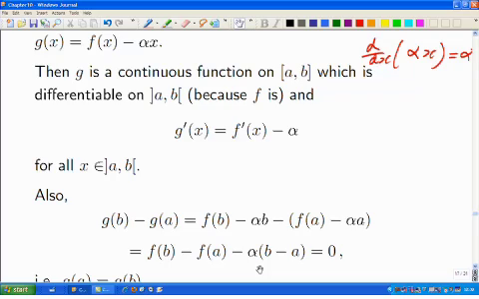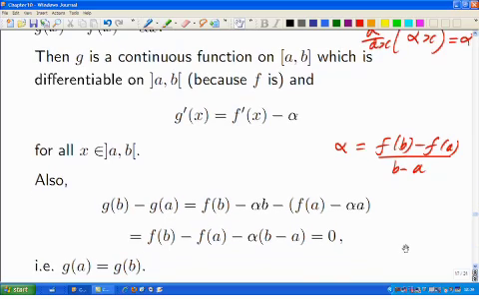Alpha is supposed to be the right gradient. Remember, alpha is the gradient of the chord. Alpha is equal to (f of b minus f of a) over (b minus a). So multiply by b minus a, and you get f of b minus f of a. So this thing is 0 here. So if g of b minus g of a is 0, then g of a is equal to g of b. So g satisfies the conditions for Rolle's theorem. It's continuous on the closed interval, it's differentiable on the open interval, and it's got the same value at the endpoints. So Rolle's theorem applies, and there must be somewhere in between where g has derivative 0.